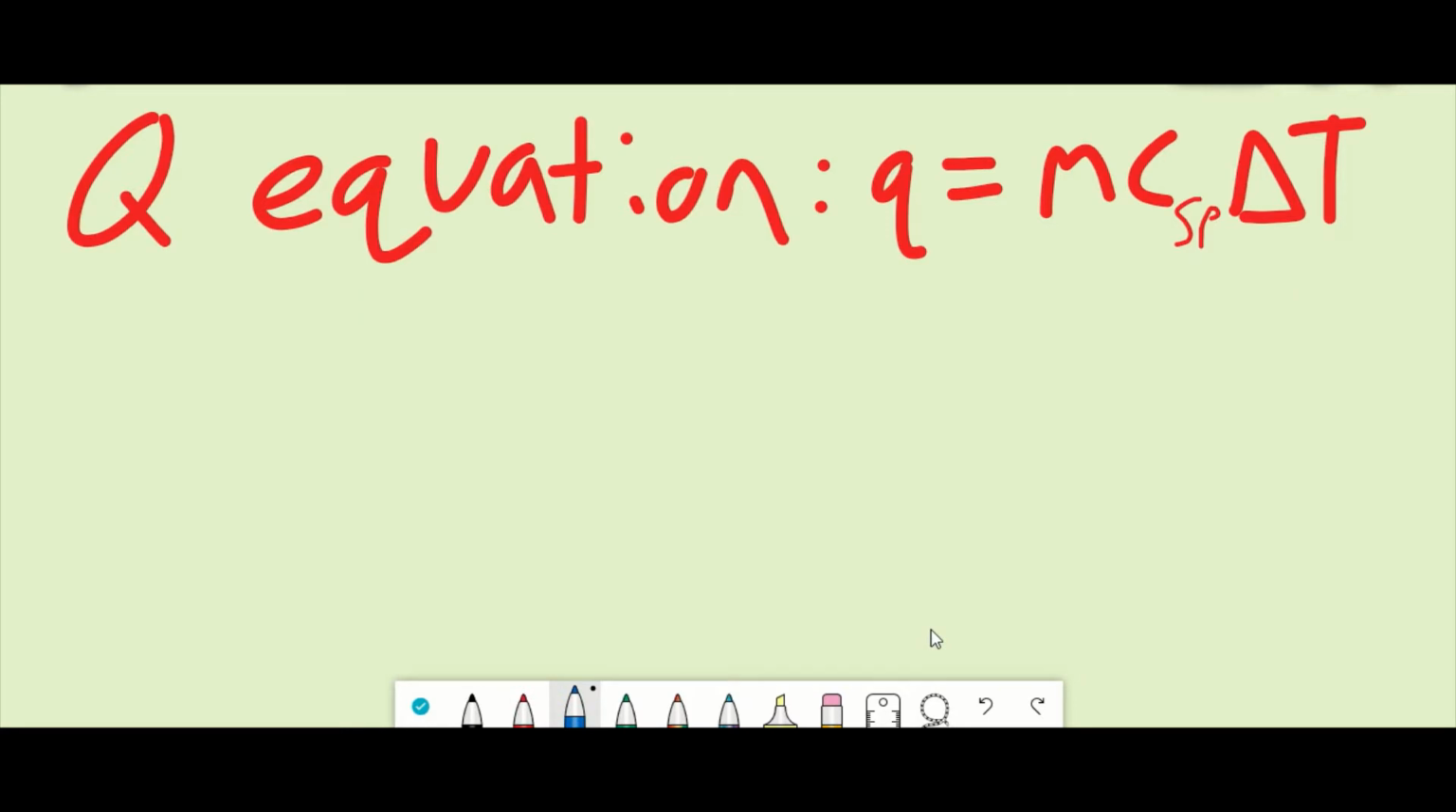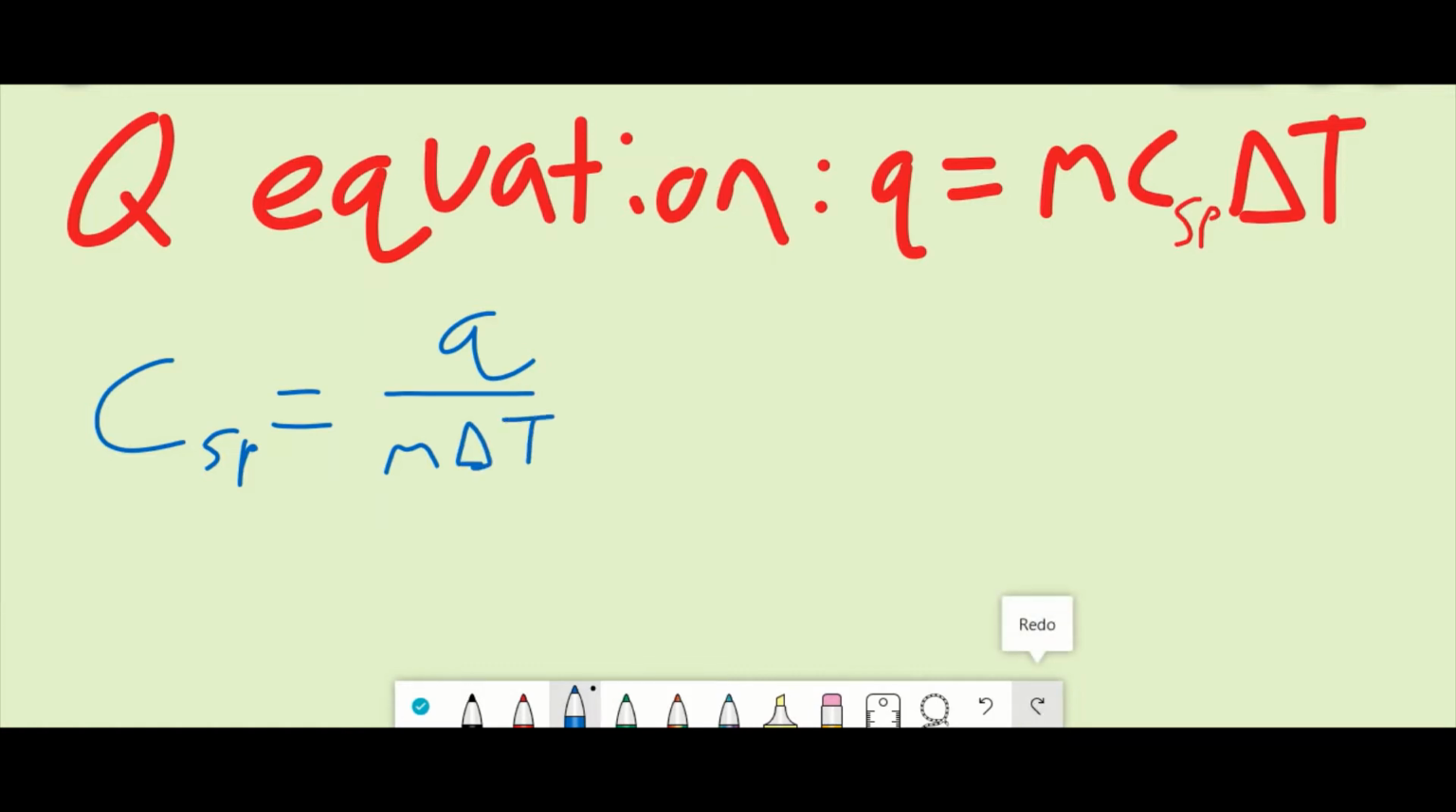In the last lesson, we used the specific heat equation, C equals Q over M delta T. So let me write that one from the last lesson. Remember, C, the specific heat, is equal to Q over M and then delta T. Sorry that my delta looks like a P there. Let me take that out. All right, delta T. There we go.